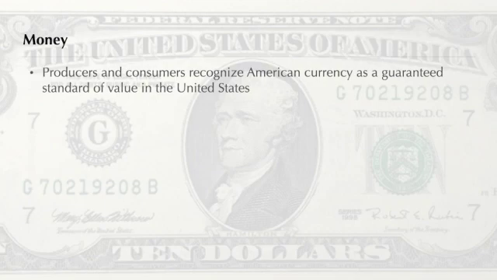Finally, you open your wallet and offer the clerk several pieces of paper, each bearing a picture of an 18th century politician named Alexander Hamilton, and the number 10 printed in green. Why does the clerk accept these pieces of paper, but not the other items? Both the clerk and you recognize the pieces of paper, a form of money, as a guaranteed standard of value in the United States. What is money and what gives it value? In this video, you will find the answers to these questions as you learn about the functions and characteristics of money, the sources of money's value, and the various forms of money.